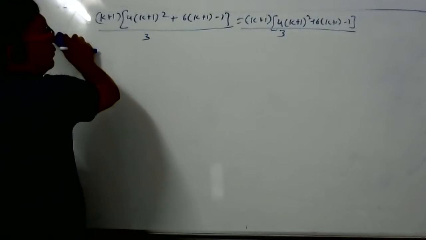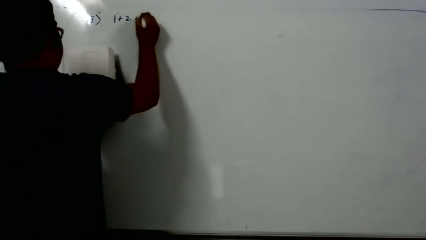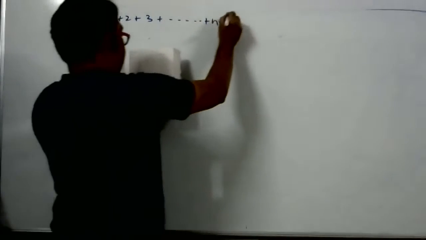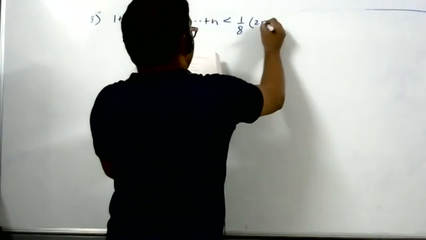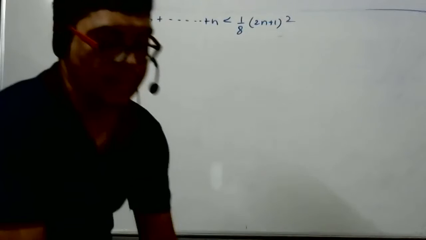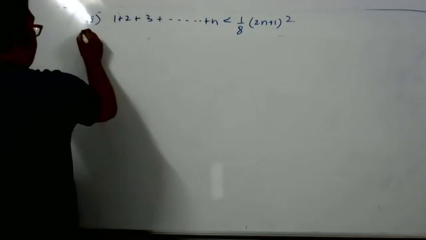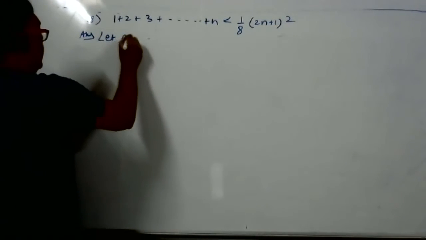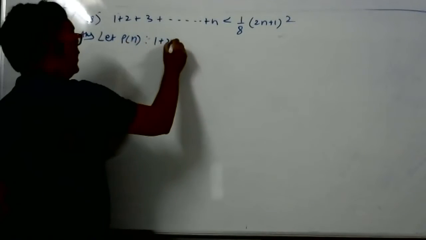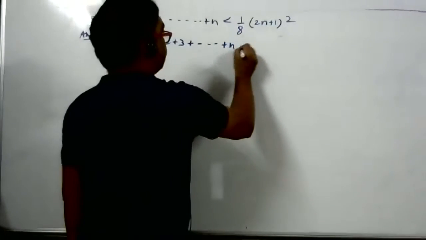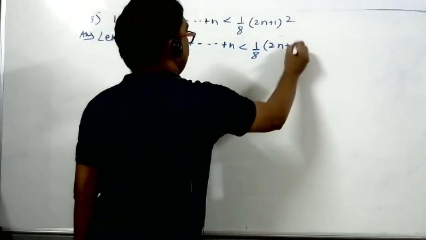Shall I erase the board? Yes, sir. Okay, now see here. 18th sum. We have to prove 1 plus 2 plus 3 plus ... n is less than 1 by 8 into (2n plus 1) whole square. Same logic. Assume whatever we have to prove as P of n. Let P of n be 1 plus 2 plus 3 plus ... n less than 1 by 8 (2n plus 1) whole square.